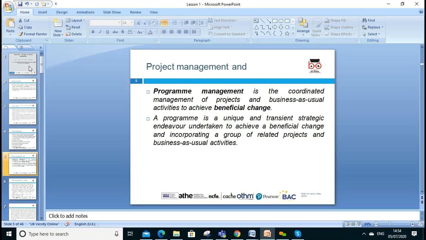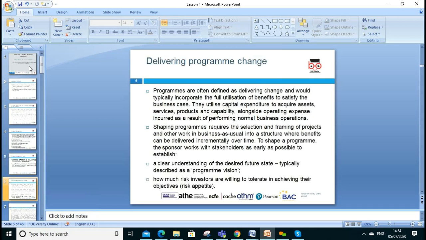Okay, program management is the coordinated management of projects and business as usual. So we need to look at the activity to be achieved and the benefits of the change. A program is unique and transient, with strategic aims, achieving the benefits of change and incorporating a group of related projects. We need to make sure the project and business-as-usual activity are aligned so that, if it is a change project, we can embed it and achieve what we are supposed to achieve in our organization.